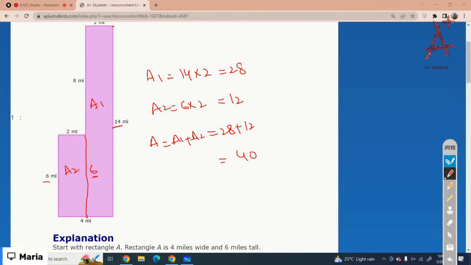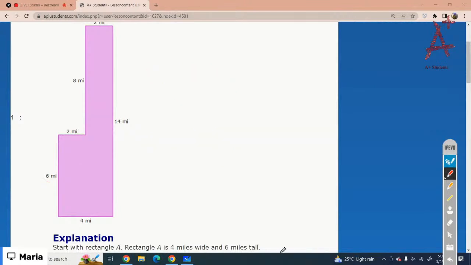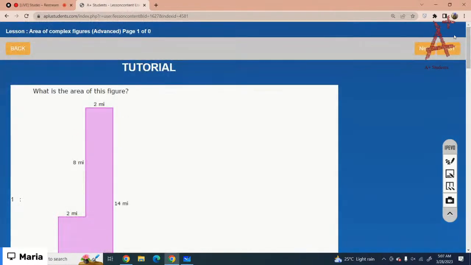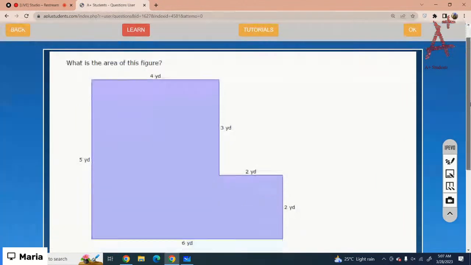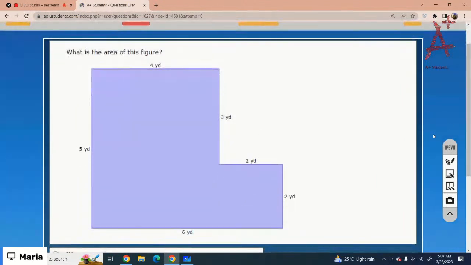Got it? Okay, let's just start with the test questions. You can have a look at the tutorial one by yourself later today. Got it? Is there any problem till now? Okay, just look at this shape.